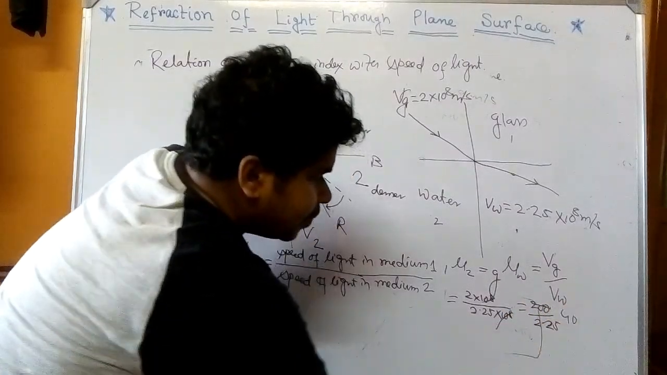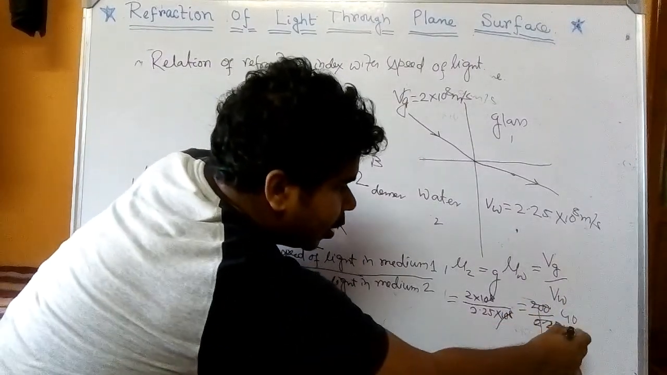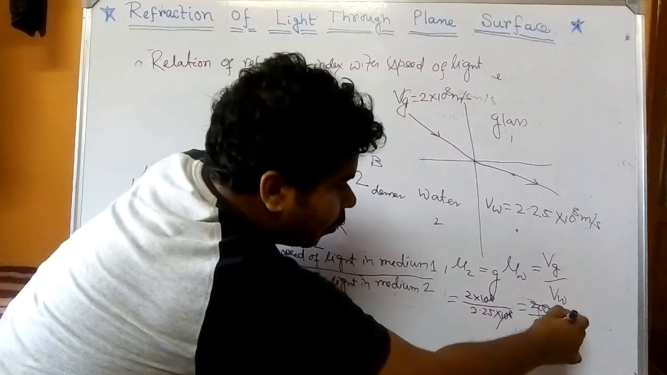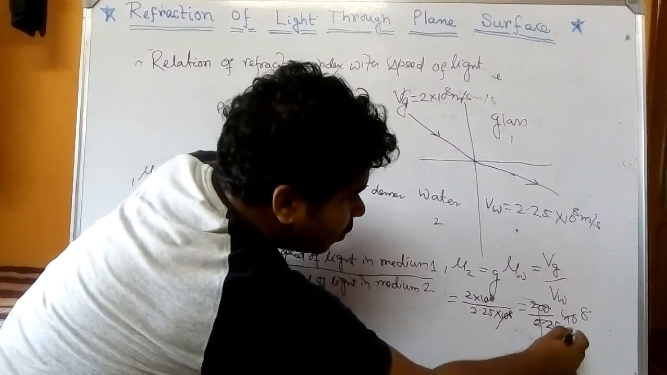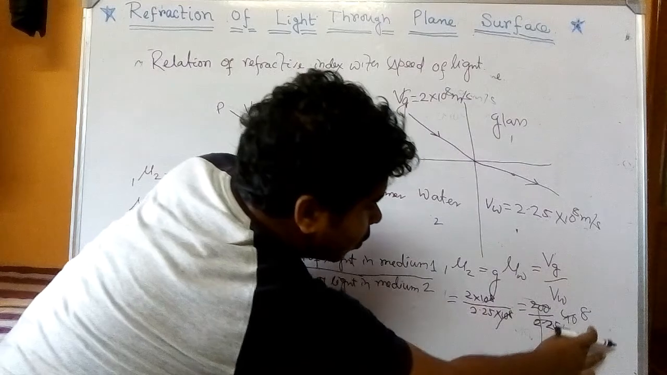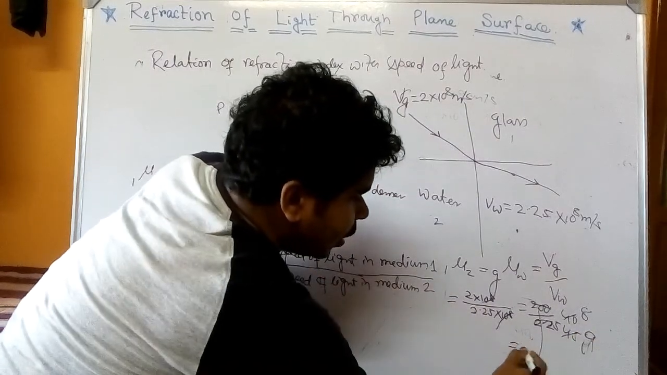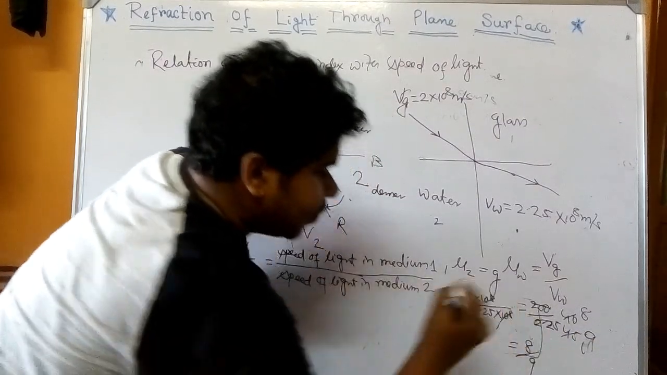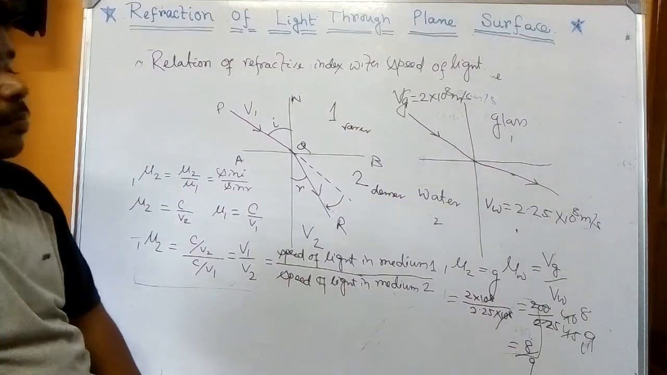It is 40. It is 45. 5 9s are, I'm sorry. So it should be 8 by 9. That will be the answer.